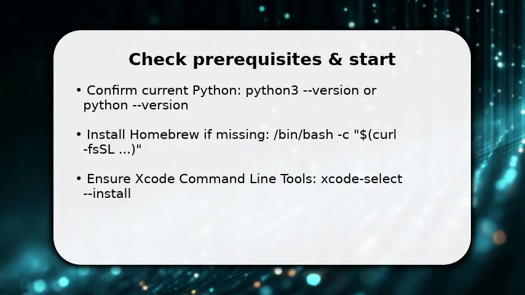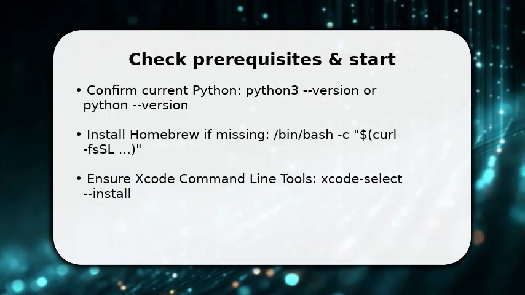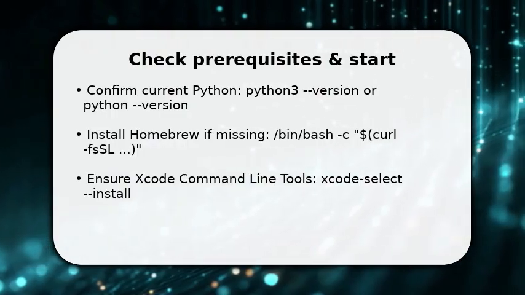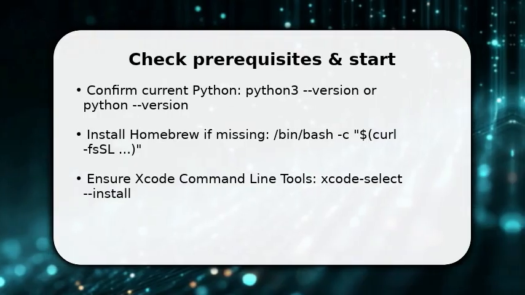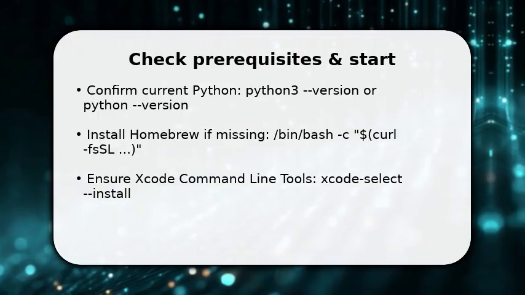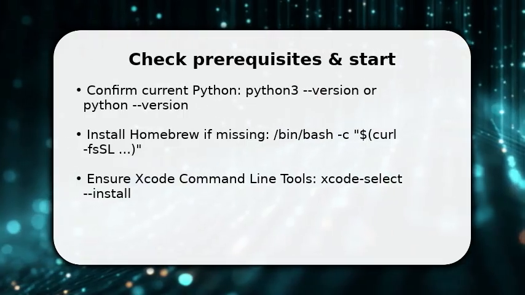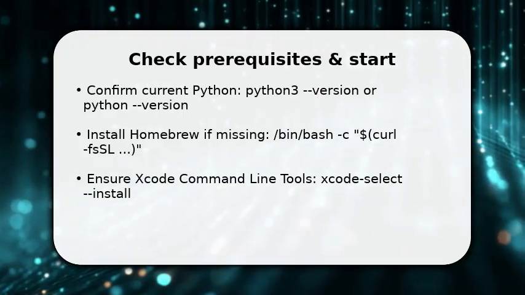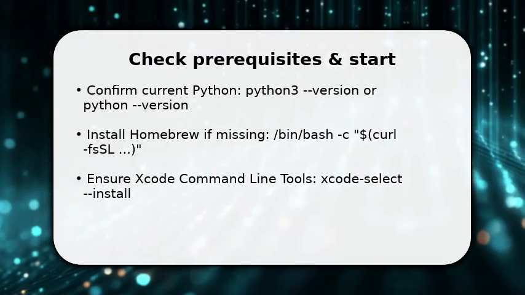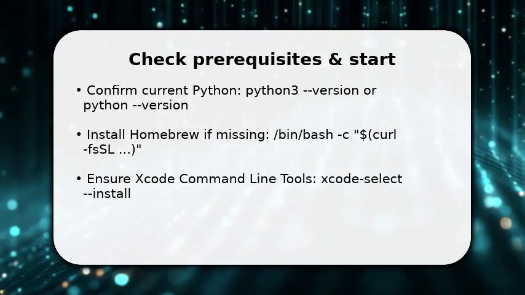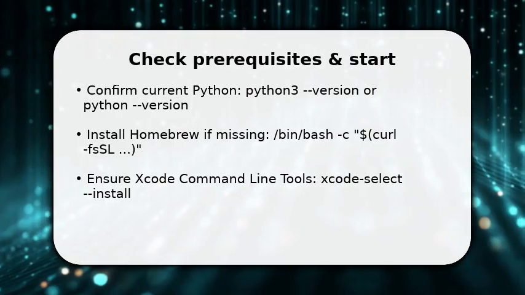You begin by checking what's already installed so you don't overwrite anything. Run python3 --version to see the current release. This tells you the target upgrade. If Homebrew is missing, install it now because it manages packages cleanly. It's safer than altering Apple's default. Also install Xcode command line tools since build steps may need compilers.